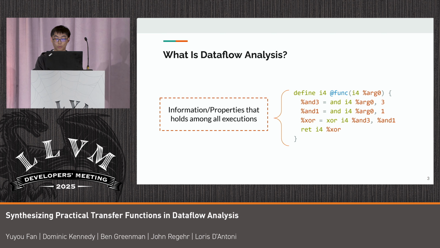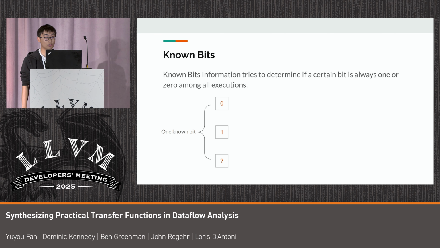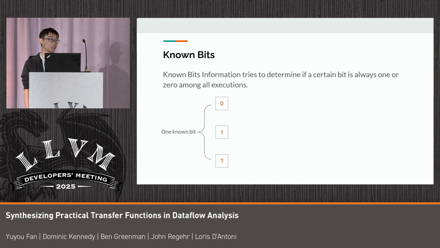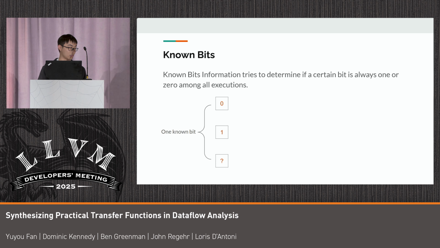Let's give a concrete example, known bits. Known bits is information grabbed by the data flow analysis. It tries to determine if a certain bit is always 0 or 1 among all executions. So for a known bit, it can have three possibilities. If it's 0, it means that a certain bit in all executions is zero. If it's 1, that means the bit is always 1. Or it's unknown, it could be either.